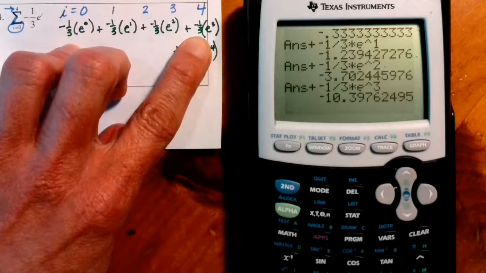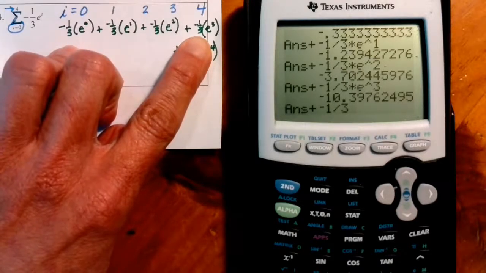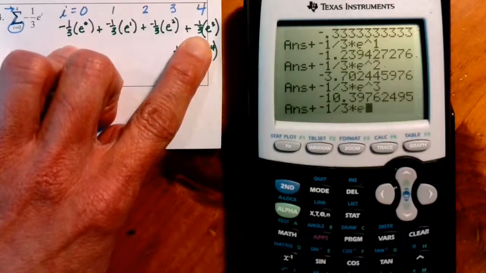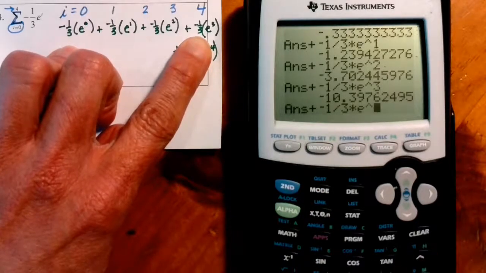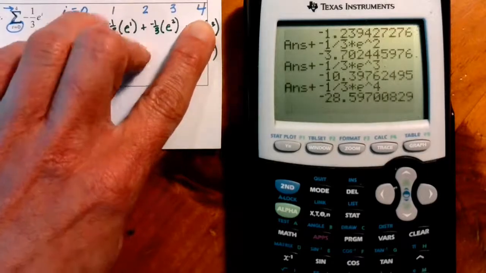equals plus negative 1 divided by 3 times e to the fourth power. Now you're like, when do I stop? How far do I go?